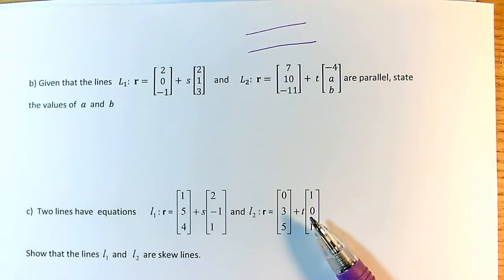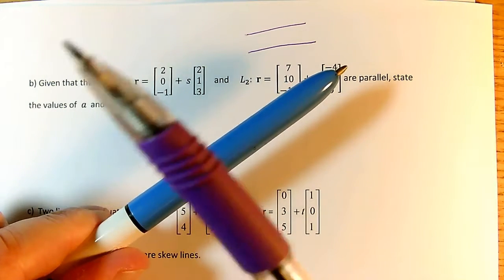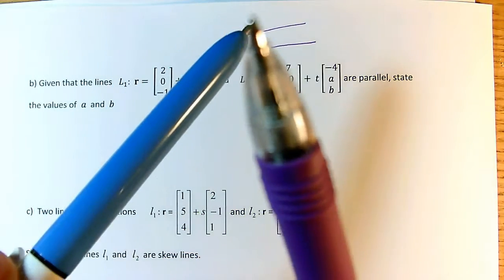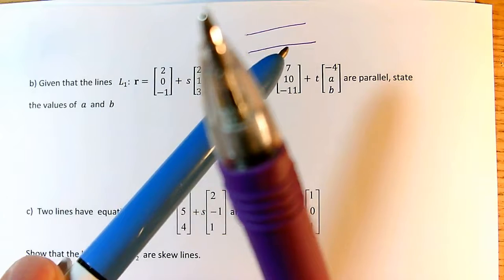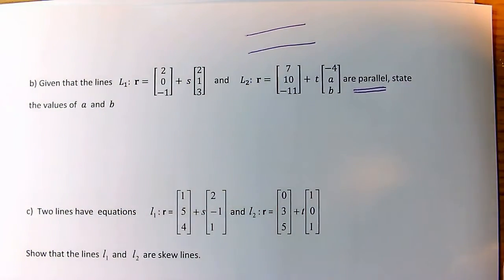That can happen if the lines are skew. So you can have a line like that in three dimensions and another line that misses it by being above it. So even on the screen, you can see these two pens are not going to ever intersect because there's room in three dimensions for them to miss each other. So in this case, we need to show the lines are parallel. That's a very easy case.